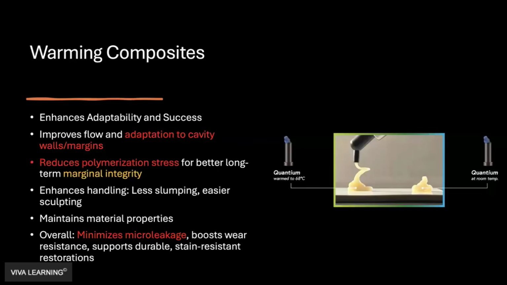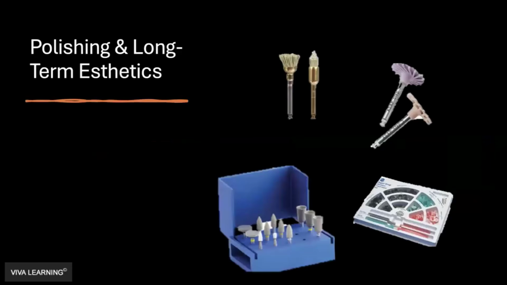So if we want to go back to the 5 to 7 year average that a composite lasts, if you still want to move that needle up and be above that average, you don't want to be below. You don't even want to be at the average. You want to be above the average. Warming composite may be one of those things that, if you add it to your routine, may help you have composites that last a lot longer, and you have better pretty much everything in your composites.